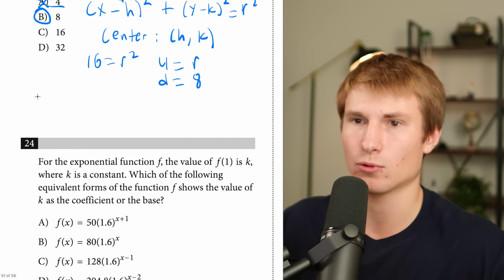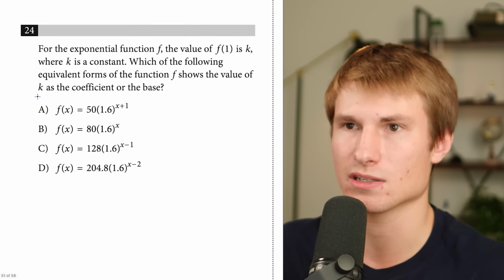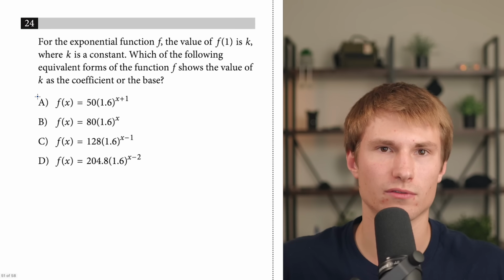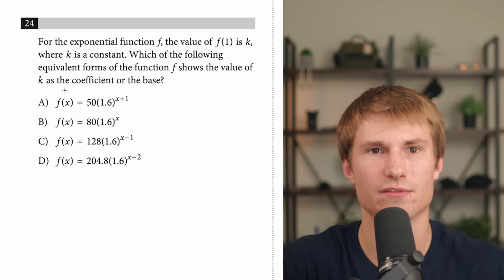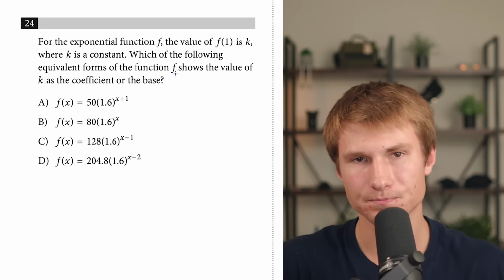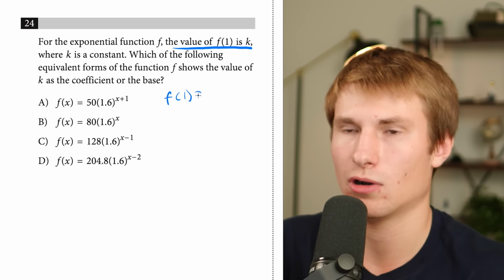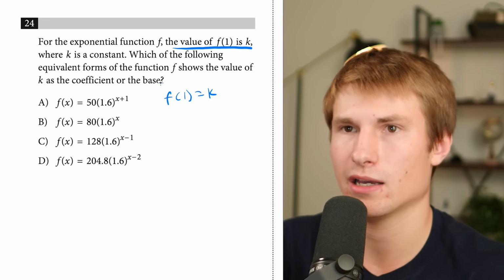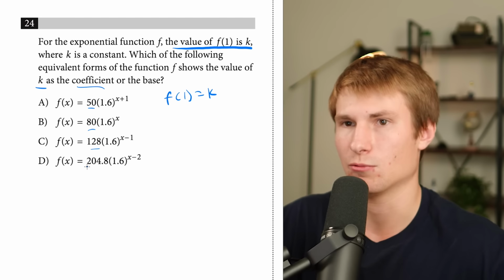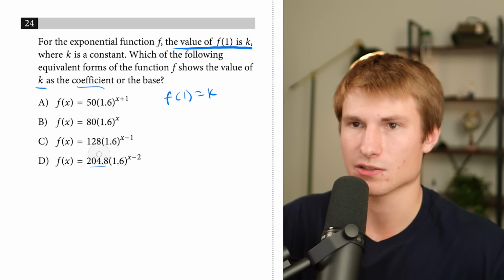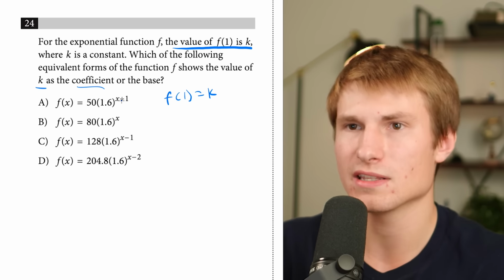All right, number 24. For the exponential function f, the value of f of 1 is k. K is a constant. Which of the following equivalent forms of the function f shows the value of k as the coefficient or base? All right, this one's a little bit tricky. So we've got the value of f of 1 is k. Okay, a coefficient would be something like 50, 80, 128, 24.8. So let's go ahead and plug in 1 and see if that's the case anywhere.